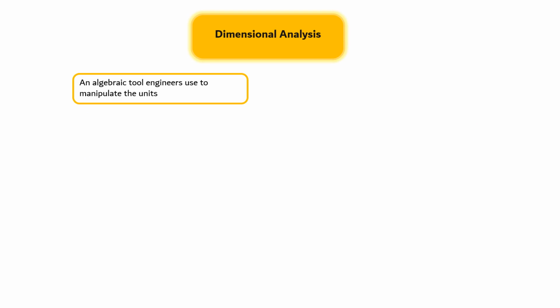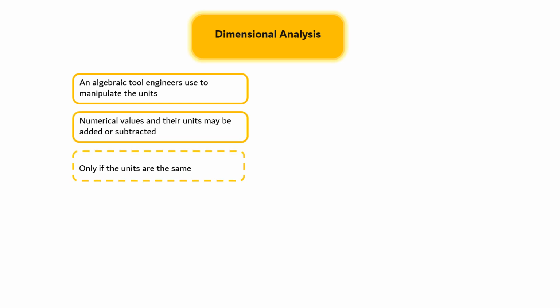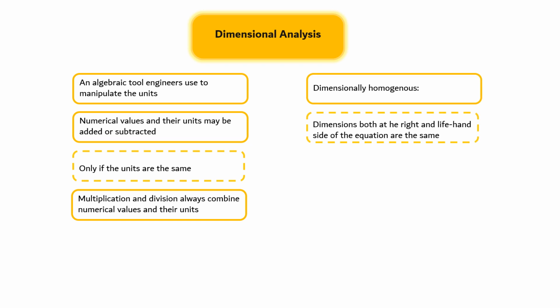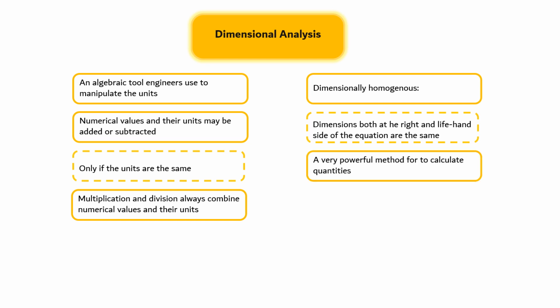Dimensional analysis is an algebraic tool engineers use to manipulate the units in a problem. Numerical values and their corresponding units may be added or subtracted only if the units are the same. Multiplication and division always combine numerical values and their corresponding units. An equation is dimensionally homogeneous when the dimensions on both the right and left-hand sides of the equation are the same. Dimensional analysis is a very powerful method for engineers to calculate quantities.